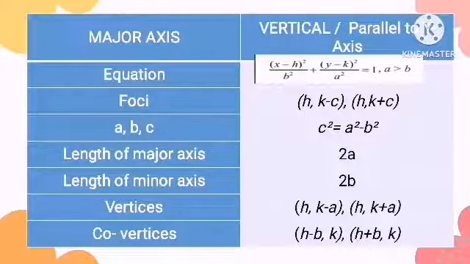And in getting a, b, and c, we will use the formula c squared equals a squared minus b squared. In getting the length of the major axis, we will use 2a. And for the length of the minor axis, we will use the formula 2b. In getting the vertices, we will use the formula (h, k minus a) and (h, k plus a). For the co-vertices, we will use (h minus b, k) and (h plus b, k).